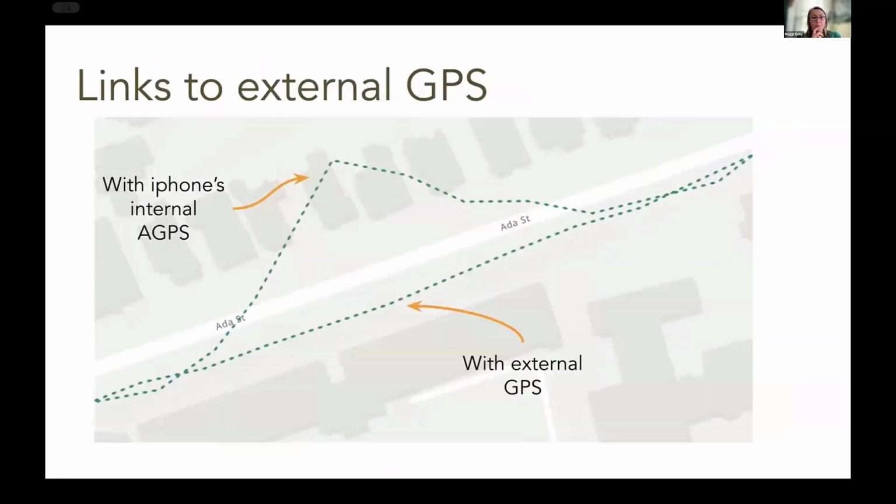But you will notice some differences. This is just a quick screen capture. With the iPhone's internal GPS, you can get these sort of bits where you're not picking up a signal, and so you can get an errant position. But with the external GPS, it kind of streamlines that and makes it a lot easier.